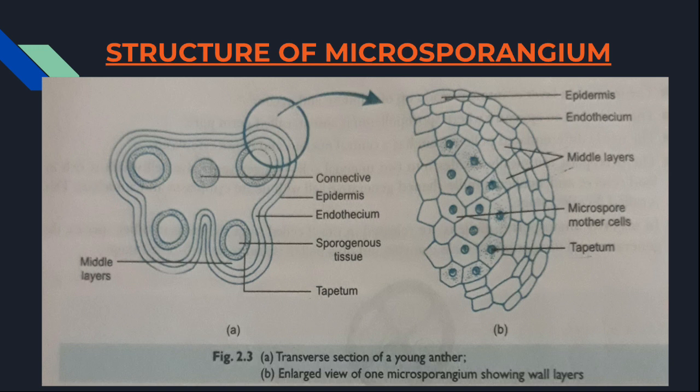This is the structure of microsporangium. There are four microsporangia in the anther. That denotes the two theca in each lobe. This microsporangium has four layers. The outer one is epidermis, second is endothecium, third is middle layer, and the fourth is tapetum. These layers are present on the four sides of the microsporangium.